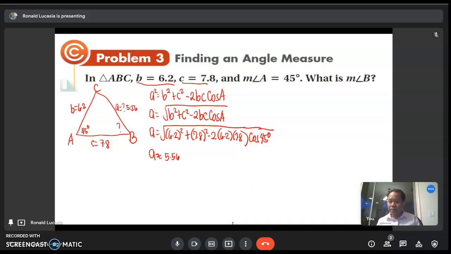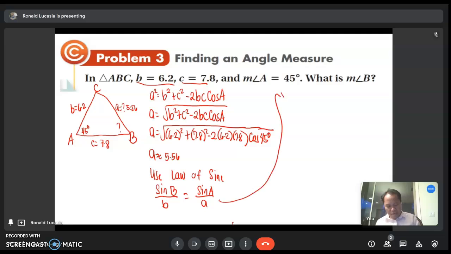So we can find the measure of angle B using the law of sine instead of cosine, but you can also use cosine. I'm going to use here the law of sine. So we have sine B, since we're looking for B, over side B is equal to sine A over side A. So my sine B there is missing. My side B is 6.2. Sine A is 45 degrees. And my side A is 5.56.